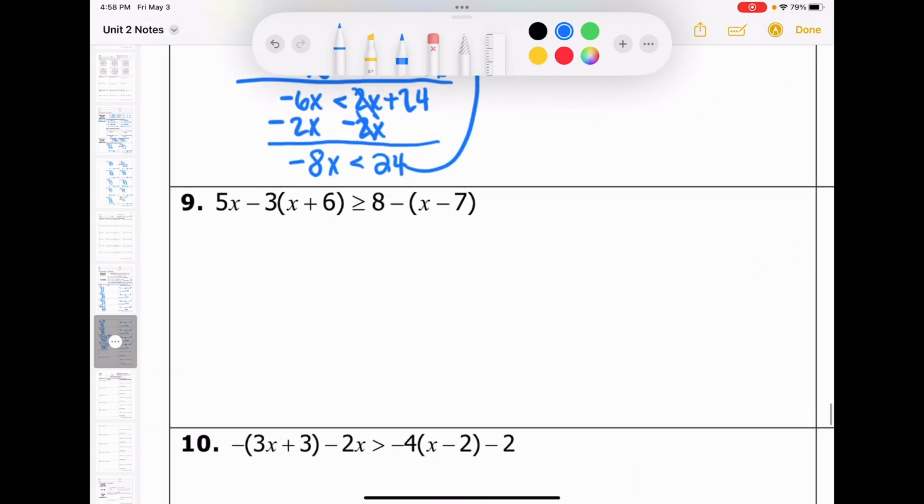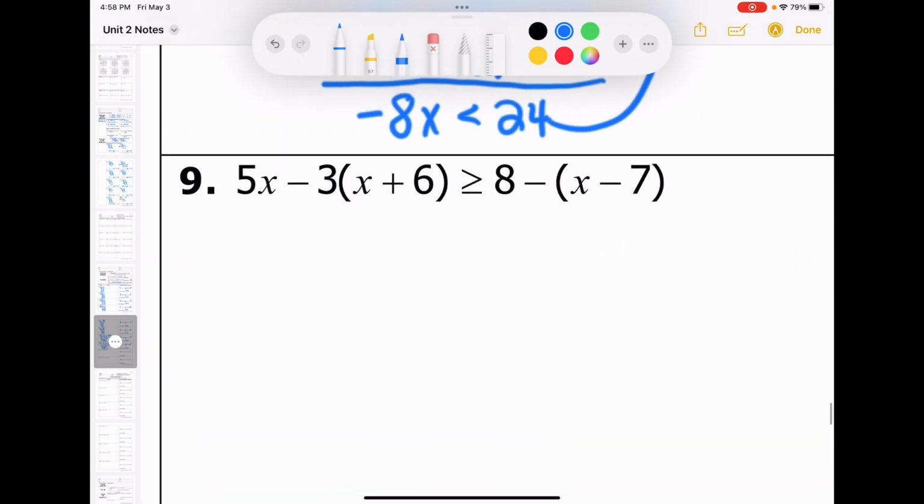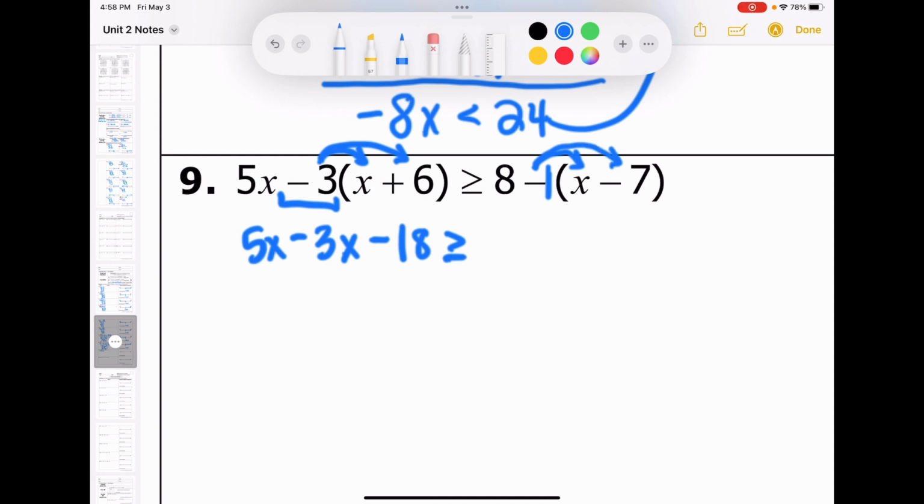All right, number 9. So we have parentheses on both sides this time, so we got to get rid of those first. So I'm going to take this negative 3 and distribute it to both things inside the parentheses, and this is using multiplication. So that's negative 3x and minus 18. All right, on the other side, there's a -1 in front of that parentheses, so I need to distribute it to both sides. So that's going to be -1x plus 7.